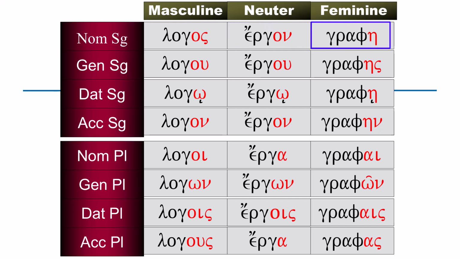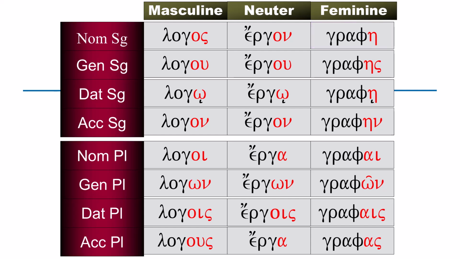Also you have the feminine, and feminine words are of two forms. We have the common ones that are ending with eta, and we have the less common ones that are ending with alpha. So words that you're going to see in Greek ending with eta are in the feminine gender, as well as those that are ending with alpha. Those are in the feminine gender, and you decline them as the word graphe is declined in the feminine gender.